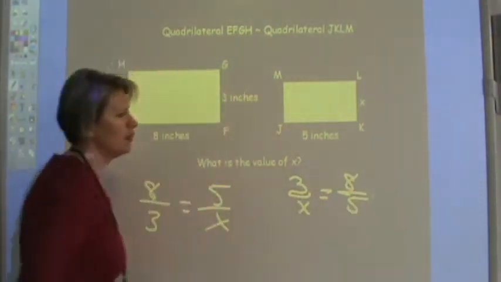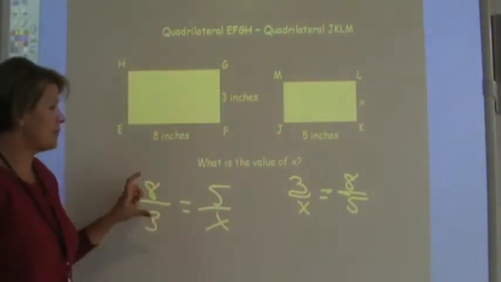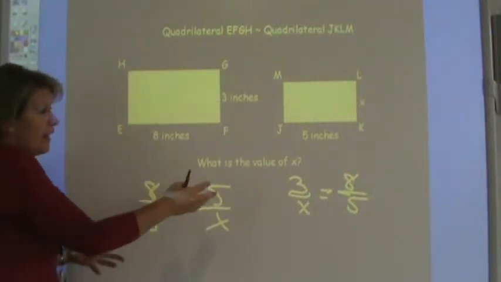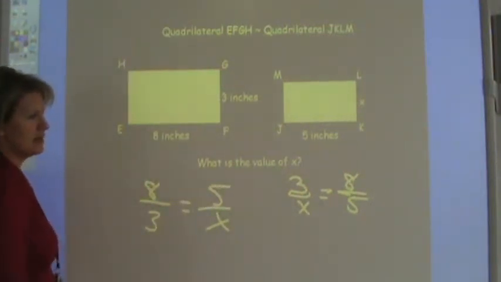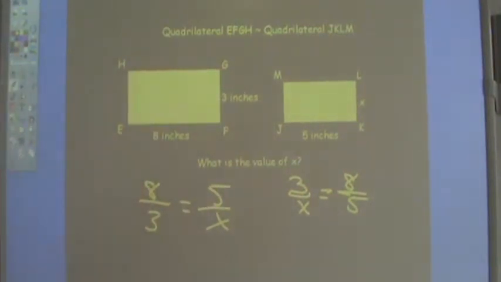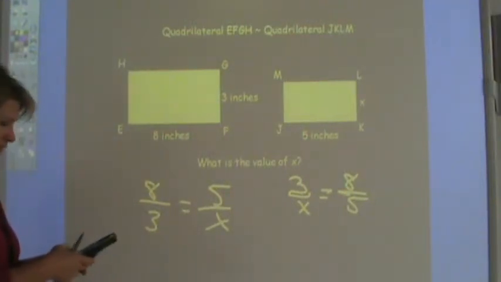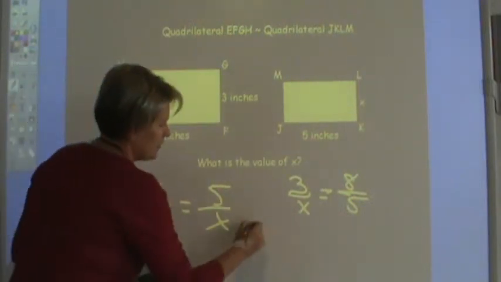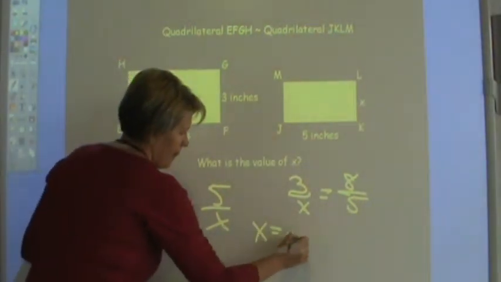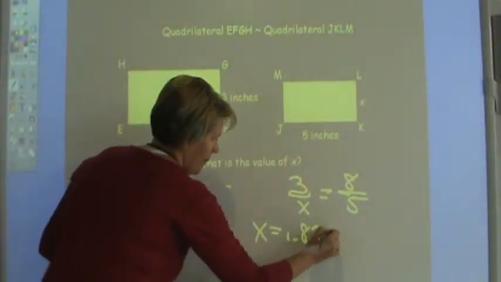Kind of like what we were doing before with our proportions. You got to be careful on how you write it, but once you figure it out, you're going to get the same answer no matter which way I do it. So in my calculator, I take my 5 times my 3, divide by 8, and I get 1.875.